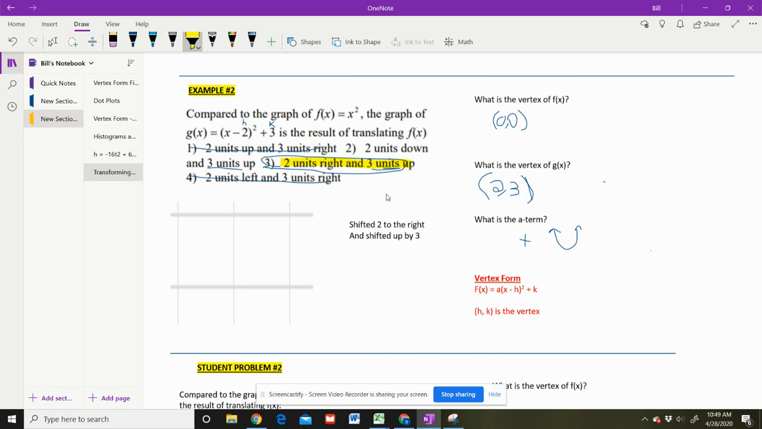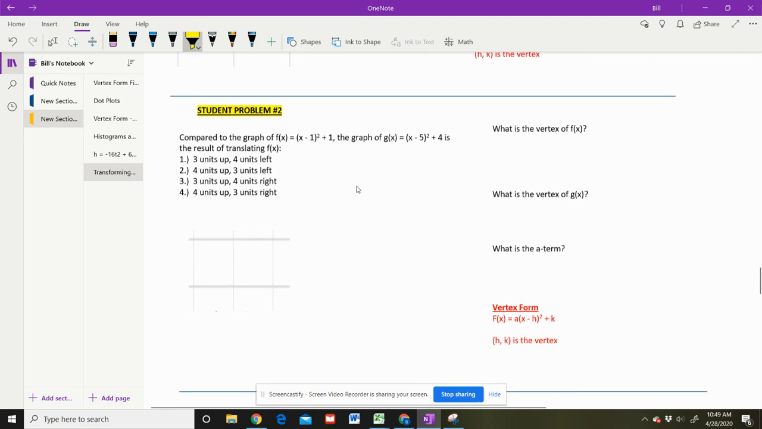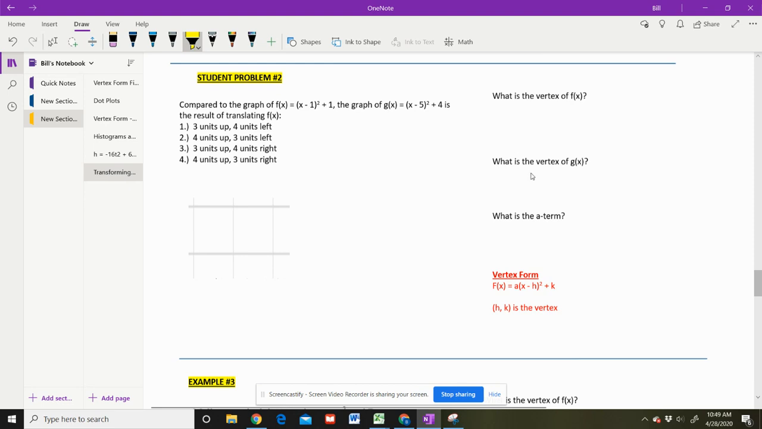Okay, so now I want you to try the next problem on Edpuzzle. Again, I'm going to have you answer the questions to the right. Okay. Compared to the graph, f of x is equal to x minus 1 squared plus 1. The graph of g of x is equal to x minus 5 squared plus 4. What's the result of translating f of x?